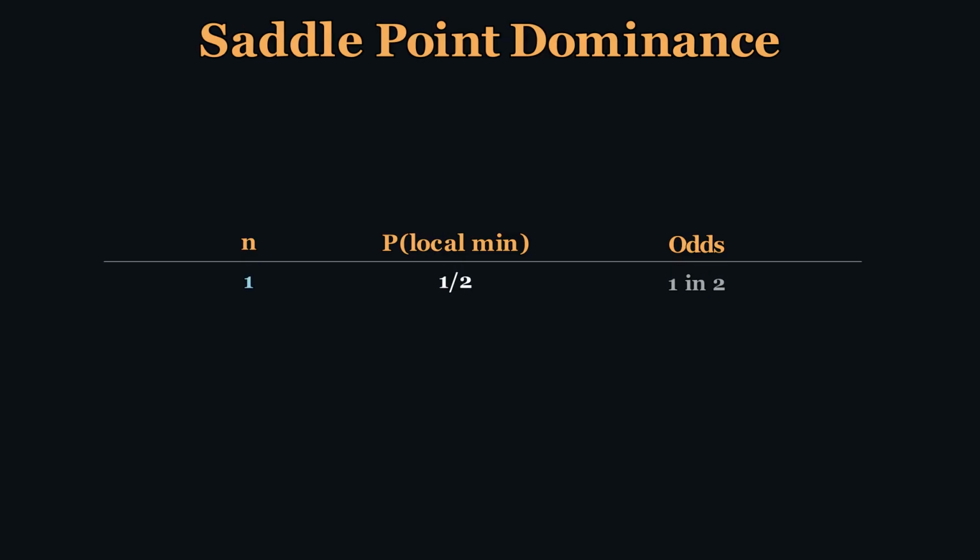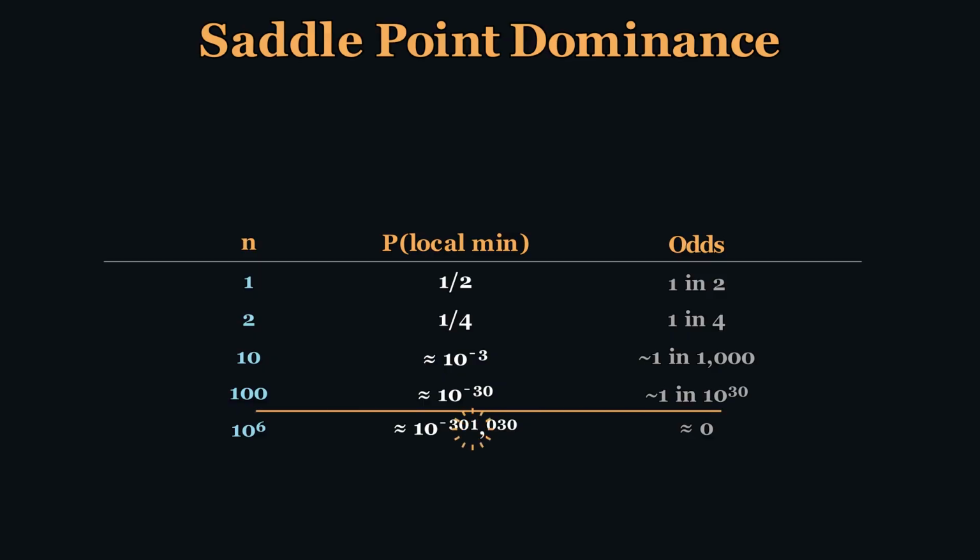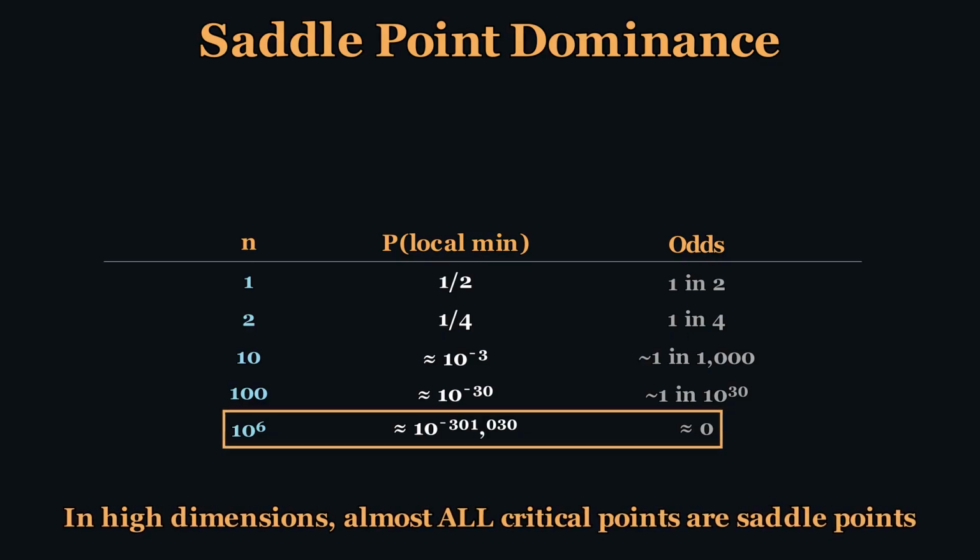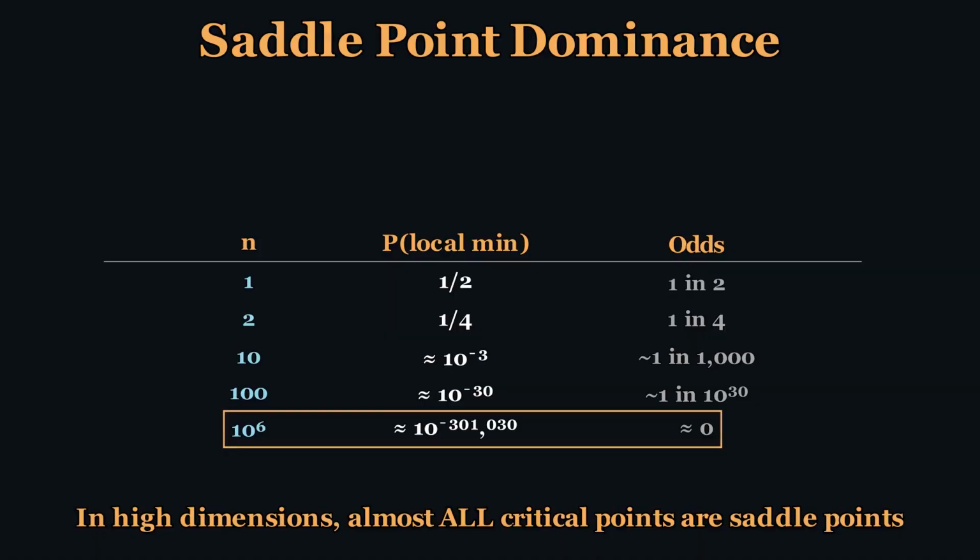With one dimension, 1 in 2, two dimensions, 1 in 4, 10 dimensions, approximately 1 in 1,000, 100 dimensions, 1 in 10 to the power 30, and a typical deep neural network has 1,000,000 parameters. The probability of a local minimum is approximately 10 to the -300,000, essentially zero. In high dimensions, almost all critical points where the gradient vanishes are saddle points, not minima.